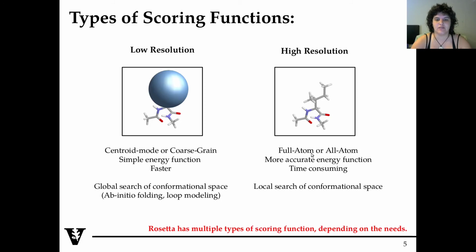On the other hand, the high resolution scoring function is necessary because it's more accurate, and it can be referred to as full atom or all atom scoring function. However, it's time consuming, so this is usually used for local search of conformational space, and you will see there are many applications of Rosetta in which you first start with a low resolution scoring function and then you refine with a higher resolution scoring function, to find a good compromise between calculation time and accuracy.